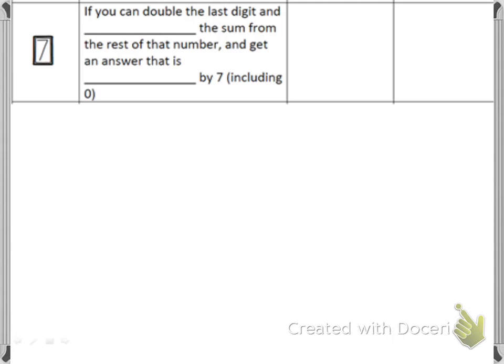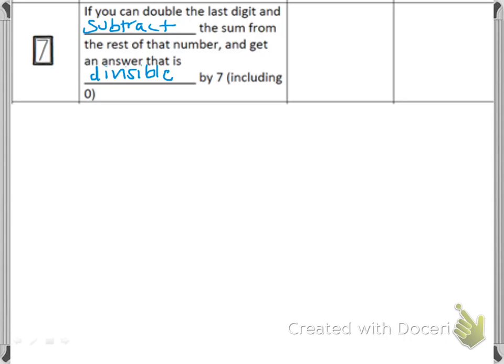All right, now 7 is a very interesting one. If you can double the last digit and subtract the sum from the rest of the number and get an answer that is divisible by 7, including 0, then it is divisible by 7. This sounds really complicated, but hopefully with a few examples you'll feel a little bit better about it.